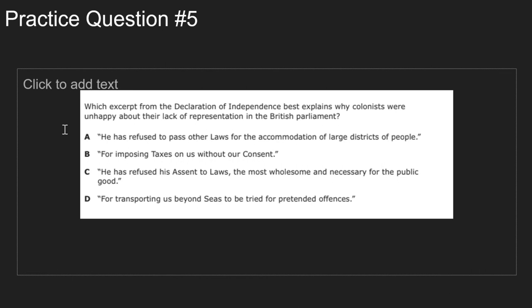Here we go. Which excerpt from the Declaration of Independence best explains why colonists were unhappy about their lack of representation in the British Parliament? You press pause. Here's your answer. For imposing taxes on us without our consent. Don't tax us without letting us be represented.